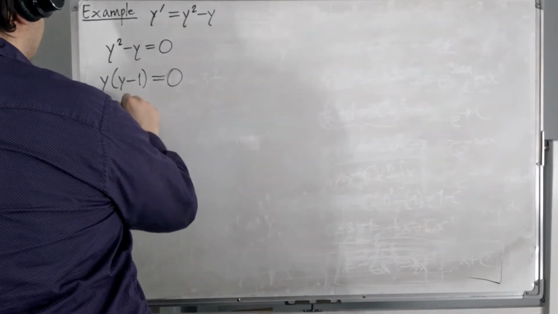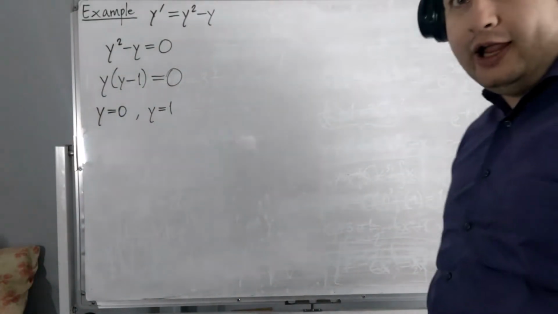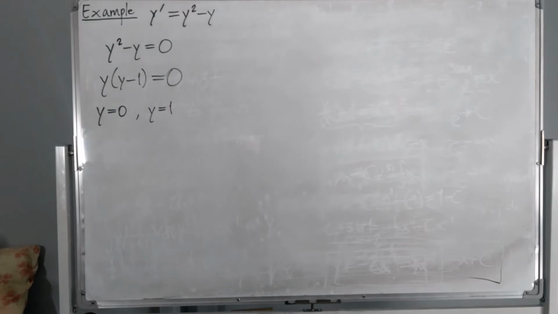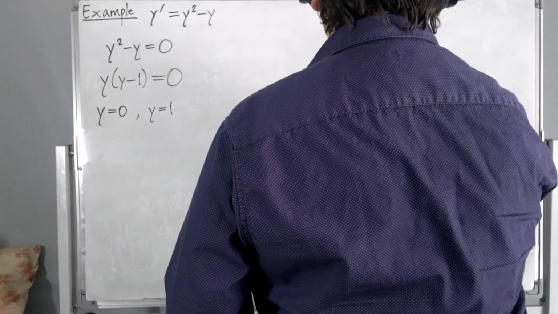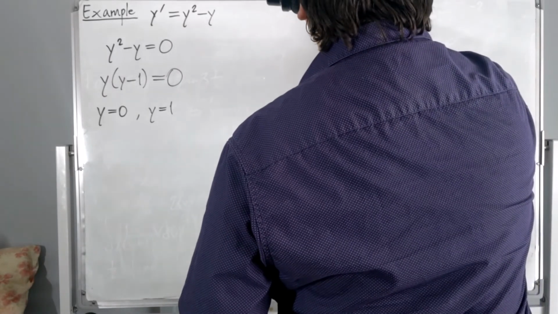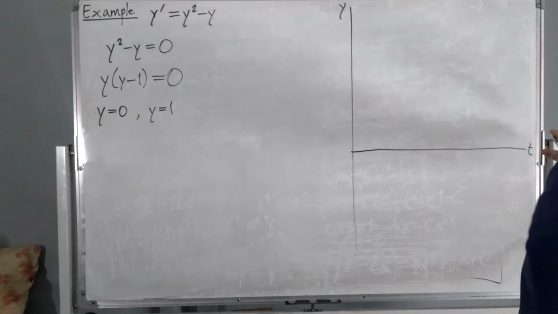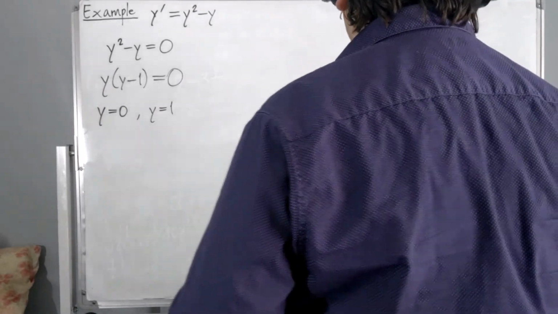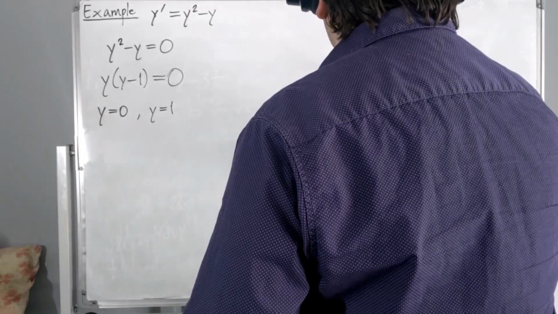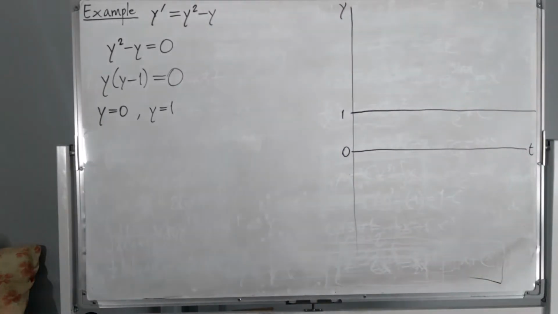And then that gives us two solutions. One of them is y equals 0. The other one is y equals 1. So we already have some very important information that we can put on our graph. And again, we're only going to consider positive values of t. So y is a function of t. Okay, 0 is an equilibrium solution, so let's mark that. And then 1 is an equilibrium solution, so let's mark that as well. And there are our two equilibrium solutions.